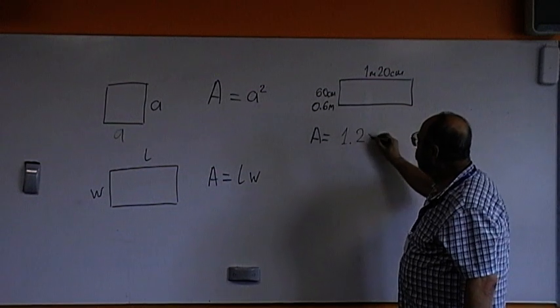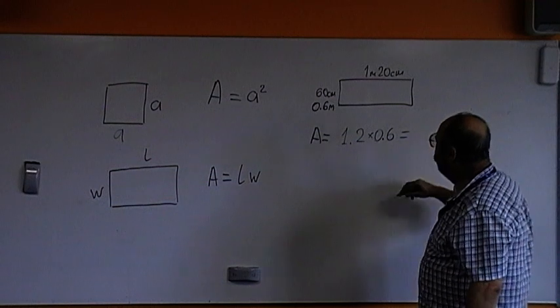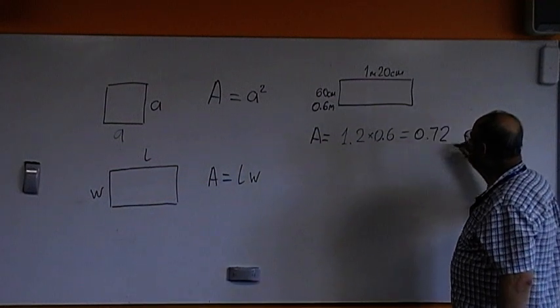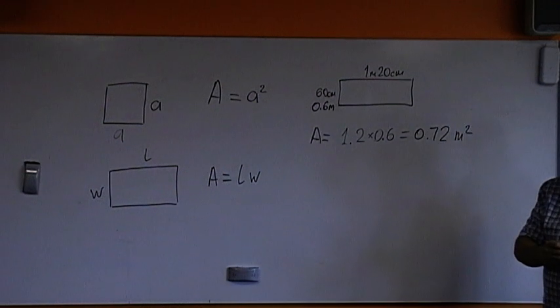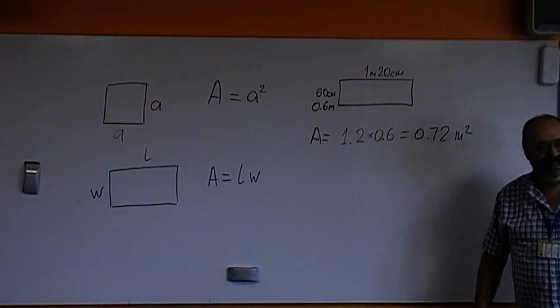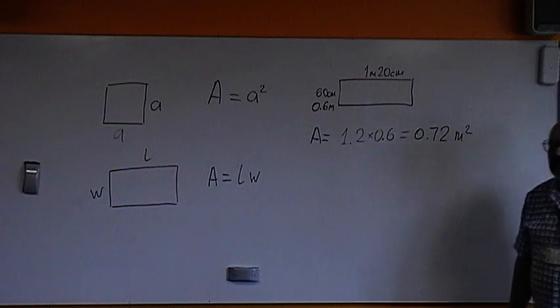1.2 times 0.6. That's equal to 0.72 meters squared. Is that the right answer? Yes, because it's area, so it's squared. 0.72 square meters. Makes sense? This is exactly what I said, because it's never just meters, it's squared.